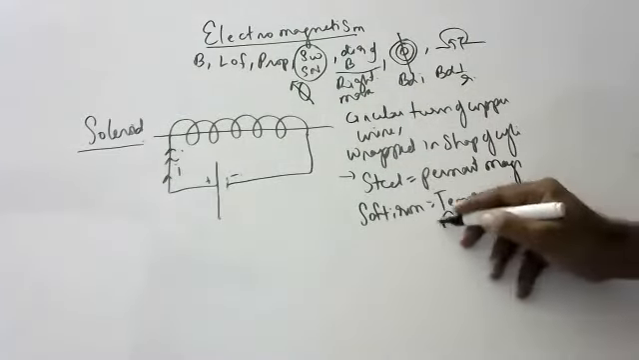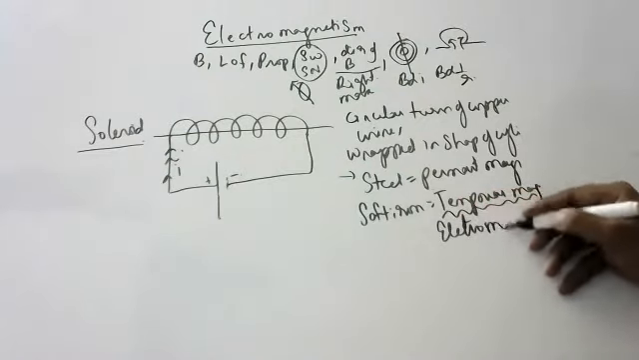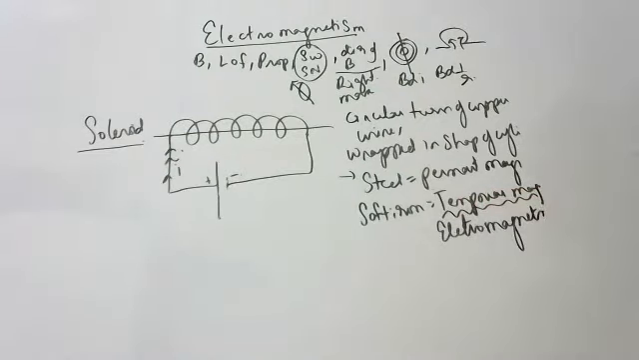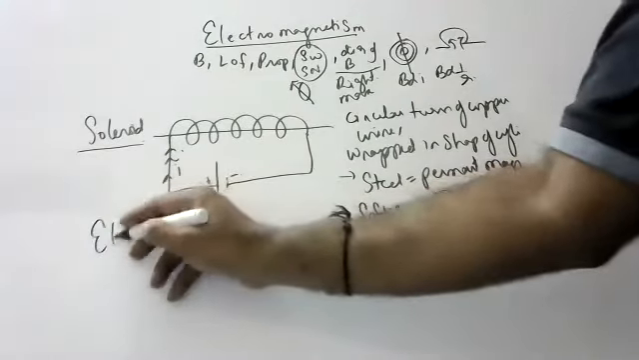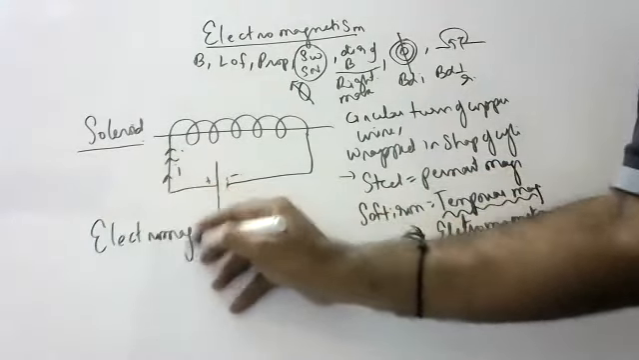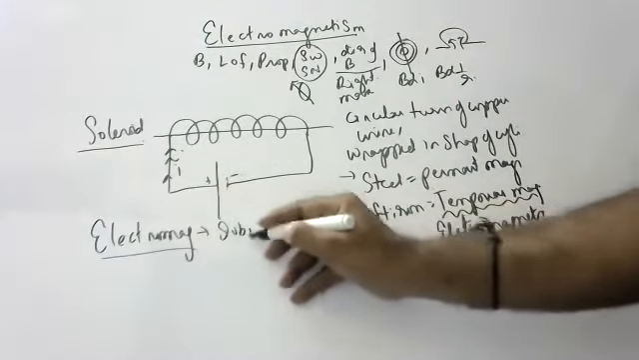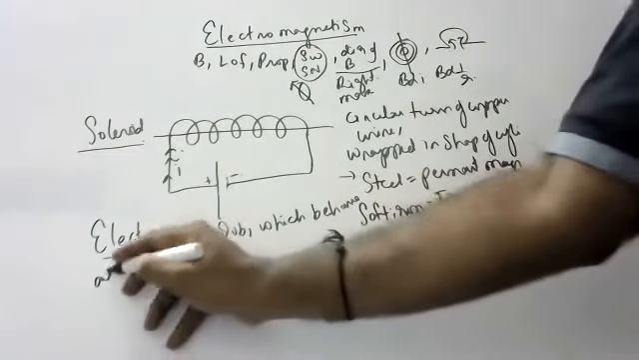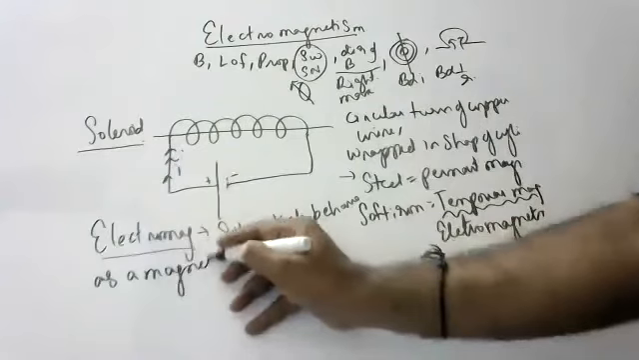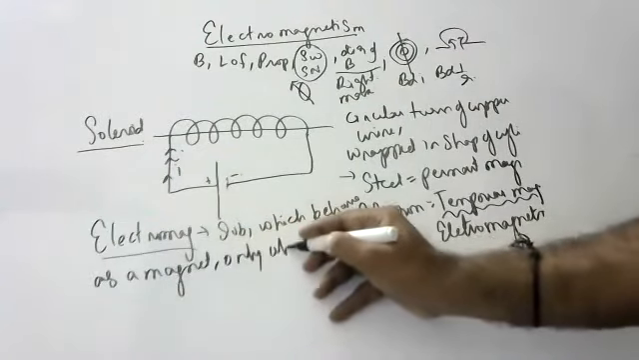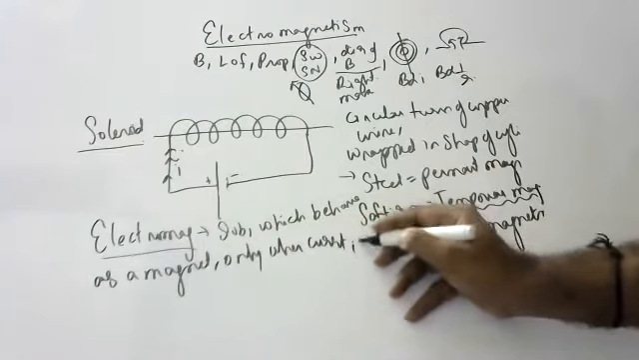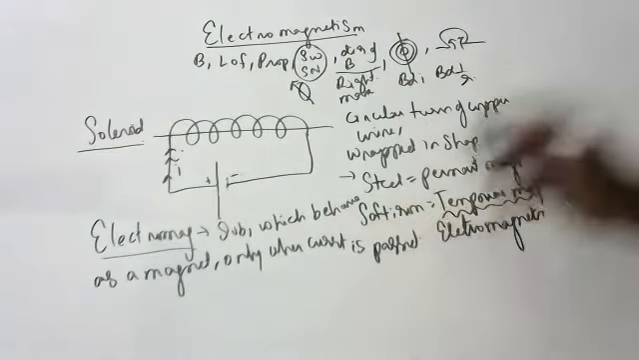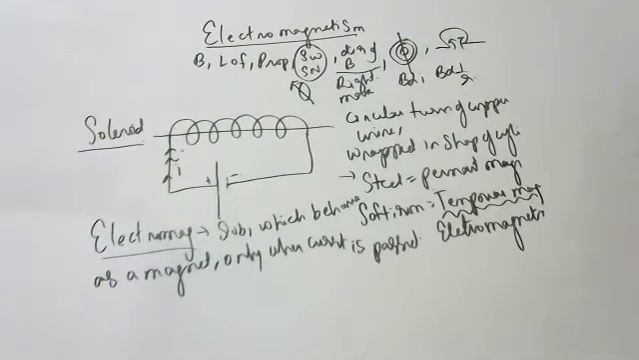Temporary magnets are called electromagnets. What is an electromagnet? Definition: an electromagnet is a substance which behaves as a magnet only when current is passed. Once you stop the current, it will stop behaving like a magnet.